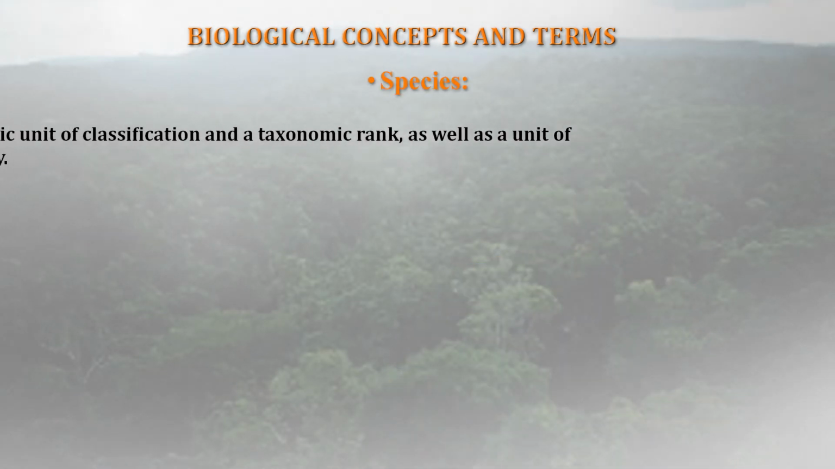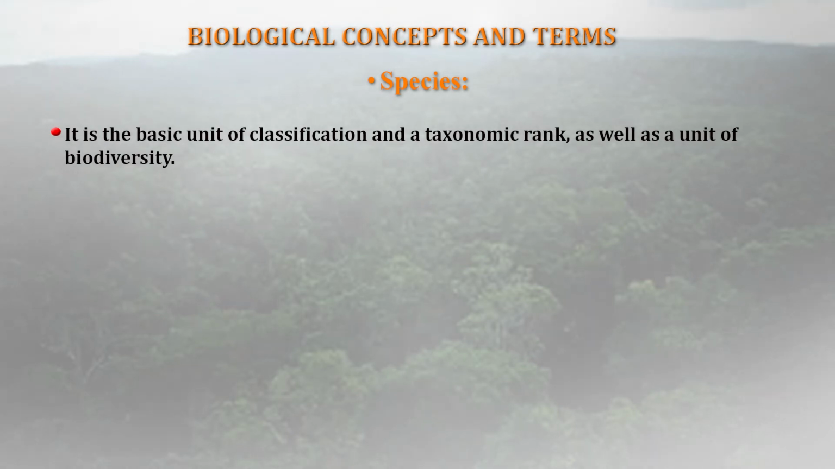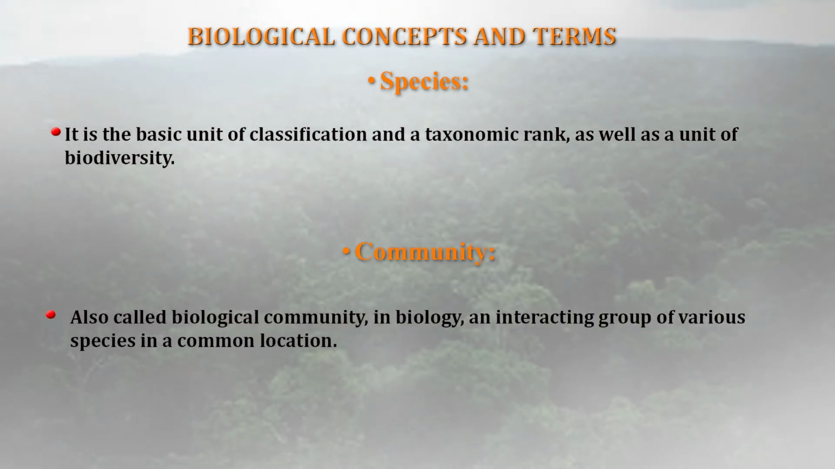Species. It is a basic unit of classification and a taxonomic rank as well as a unit of biodiversity. Community. It is also called biological community in biology, an interacting group of various species in a common location. For example, a forest of trees and undergrowth plants that are inhabited by animals and rooted in soil containing bacteria and fungi constitutes a biological community.